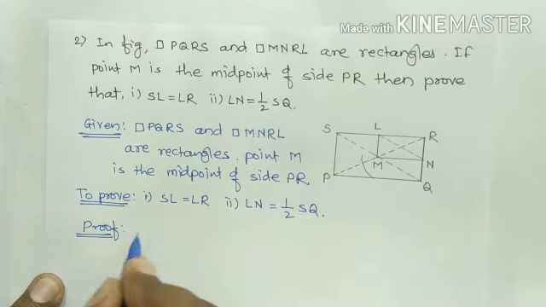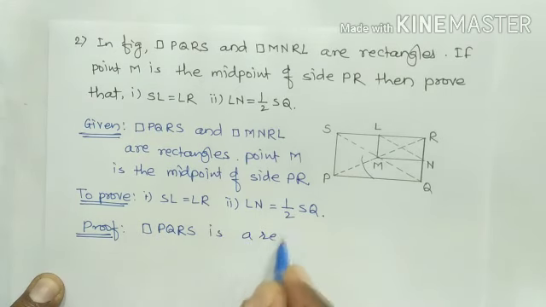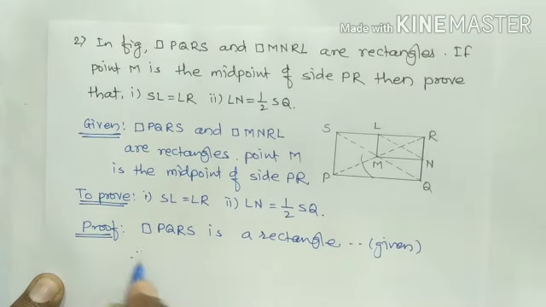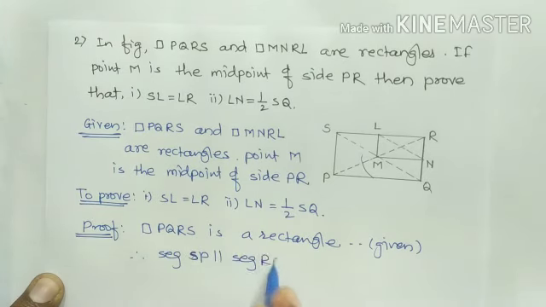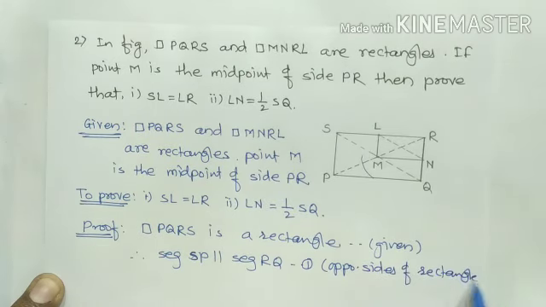See, the quadrilateral PQRS is a rectangle. It is given, and therefore seg SP parallel seg RQ, number 1. These are the opposite sides of a rectangle.